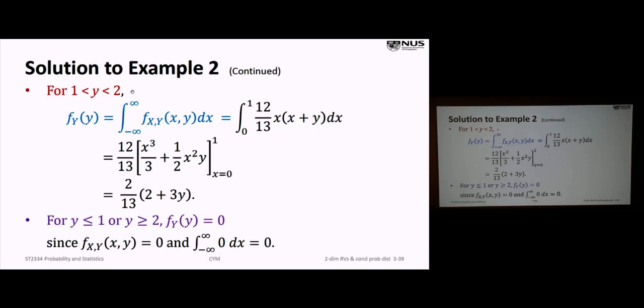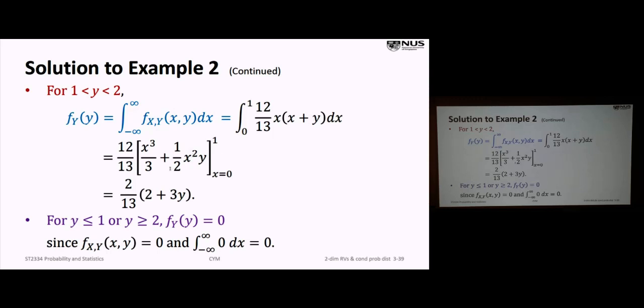And all the possible values x can take is between 0 and 1. Now I have my joint PDF, and I integrate critically with respect to x. So now I can take my factor 12 over 13 outside of my integral. The integral of x squared is x cubed over 3. The integral of x times y with respect to x is x squared times y over 2.